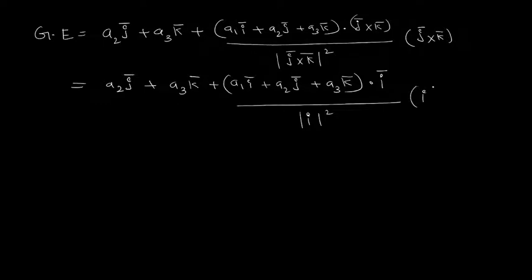J bar cross k bar is I bar. Now mod I bar is 1. So this is A2 j bar, A3 k bar. Here I bar dot I bar is 1. So A1 into 1.